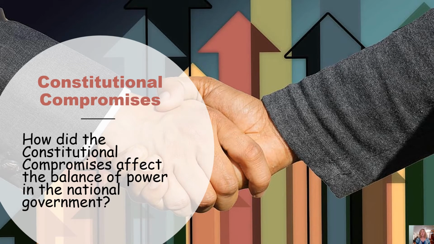This video will cover three major constitutional compromises that took place at the Constitutional Convention. By the end of the video, you should be able to answer the following question. How did the constitutional compromises affect the balance of power in the national government?